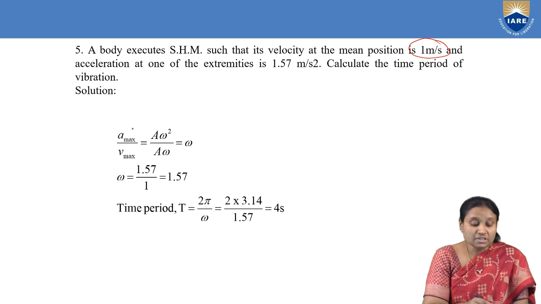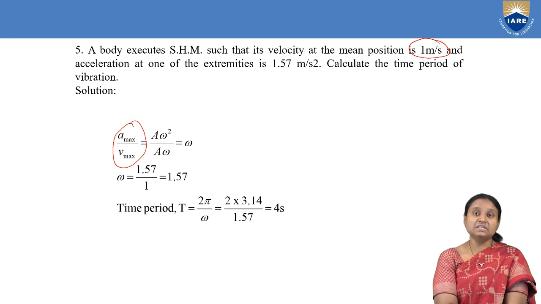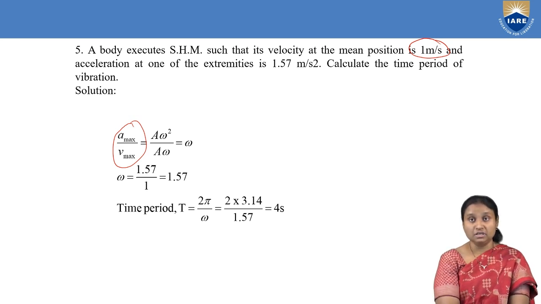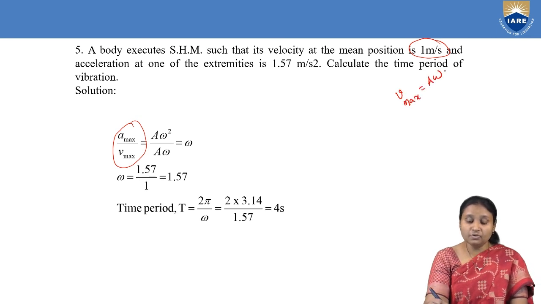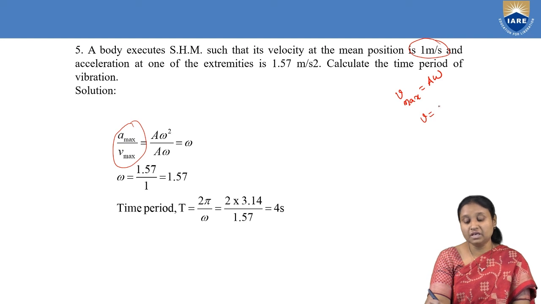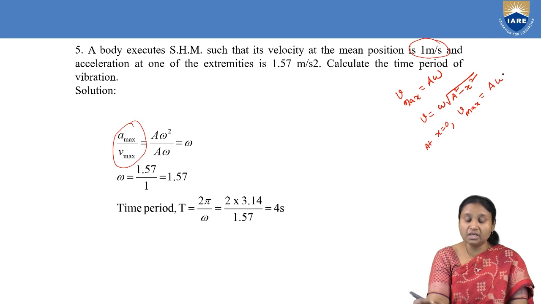For that, first I am going to take the ratio of maximum acceleration by maximum velocity. We know that the maximum velocity is a omega. How did we get this? We know the expression for velocity is omega times the square root of a square minus x square, and it has its maximum value when x is equal to 0. So at x equal to 0, velocity will be maximum, and that maximum value comes out to be a omega.